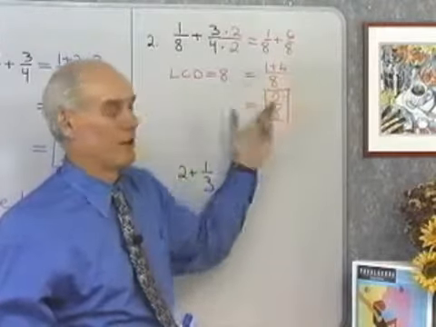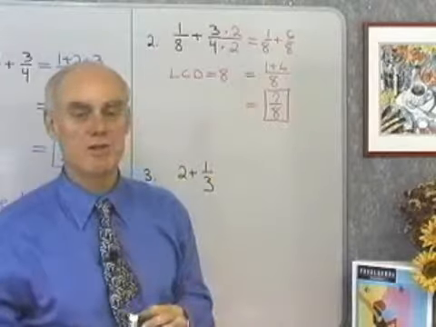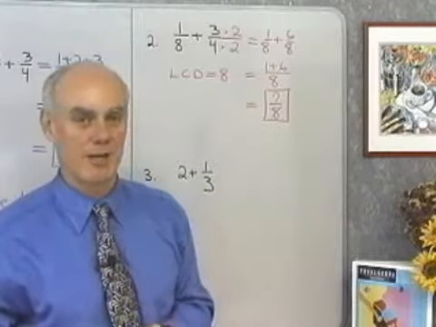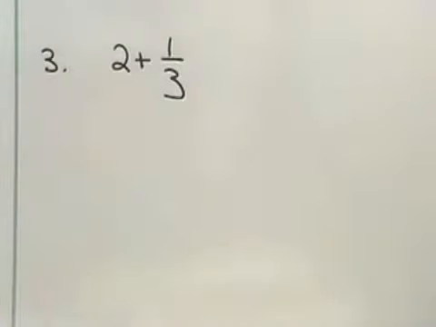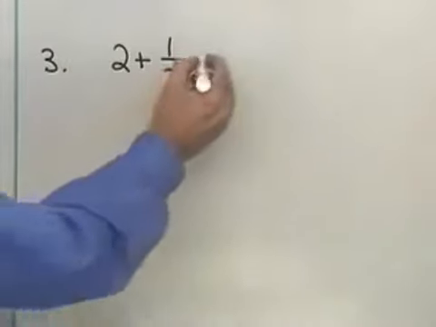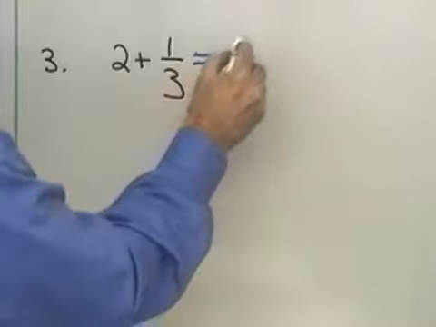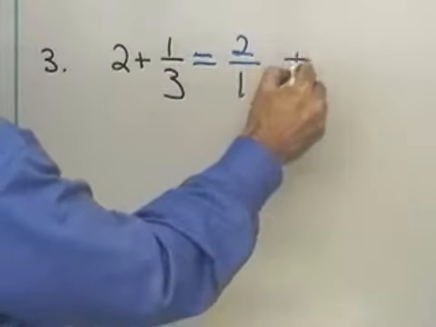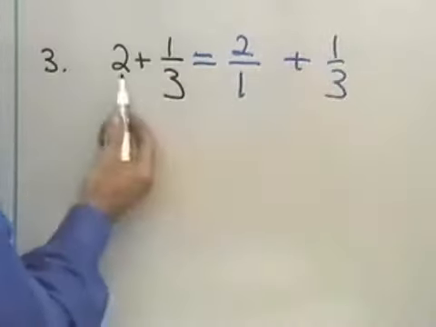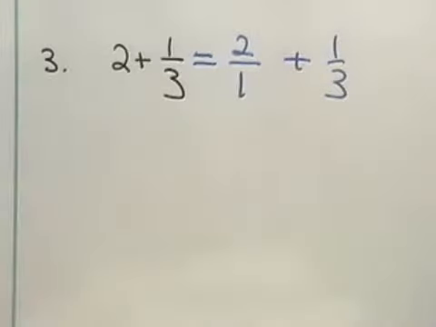Now I'm ready to add, and the rest is very easy. Simply add numerators, put that result over the common denominator. Let's try another one: 2 plus 1/3. I'm going to rewrite this as 2 over 1 plus 1/3. Remember, the number 2 is the same as the fraction 2 over 1.